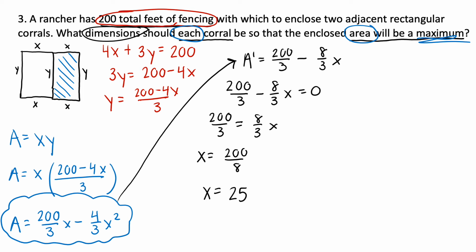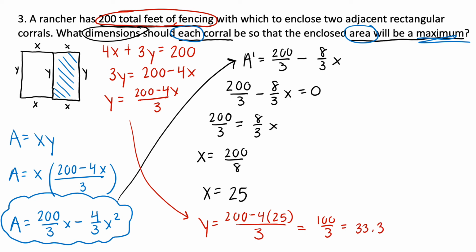Again, we want to find our dimensions, so our dimensions are going to need an x and a y. So we can go ahead and plug back in y equals (200 minus 4 times 25) all over 3, which gives us 100 over 3, which is, yuck, 33.3. So our dimensions for maximum area would be 25 feet by 33.3 feet.